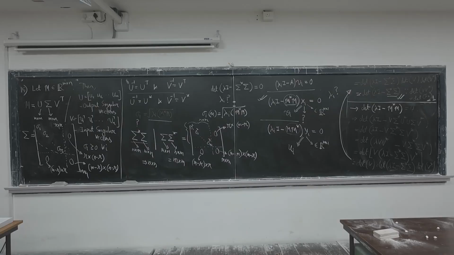So once again, that is what the takeaway points. These eigenvalues of M star M or M M star are nothing but the square of the singular values. And then the eigenvectors associated with this lambda will be either the right singular vectors or left singular vectors, depending upon whether you are writing M M star or M star M.